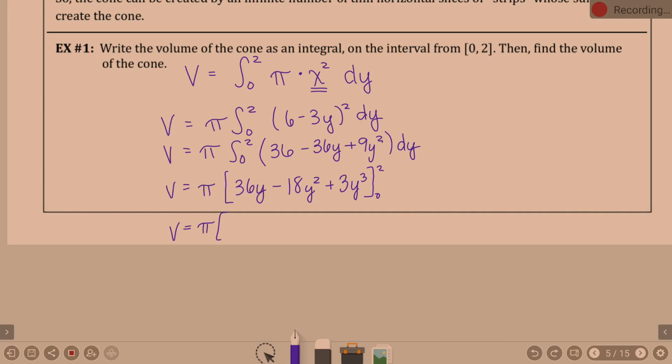So, 36 times 2 minus 18 times 4. Plus 3 times 8. And I guess I officially should say minus 0, but 24 pi. Now, I believe they said that up above somewhere, didn't they? Somewhere it said 24 pi up above, I thought. Yeah. Volume. Okay, guys. That's your basics. Okay? Now, let's look at the top of the next page.